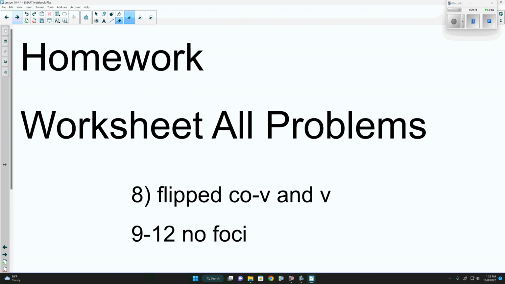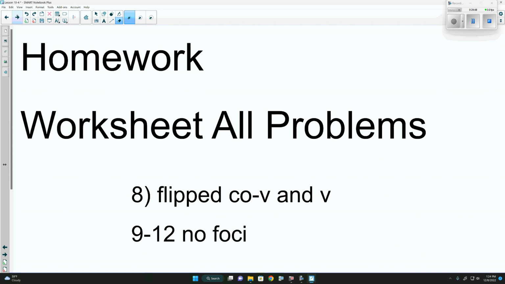So on number 8, on problem 8, if you go flip over to number 8, the top two numbers, 5, 6, 6, 9, those are actually the co-vertices. And the co-vertices, you could just mark out co. Those are the actual vertices. I had them flipped.